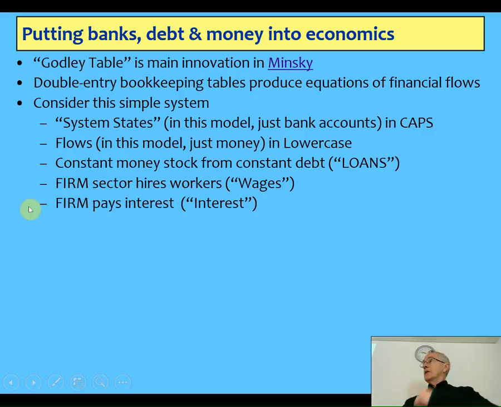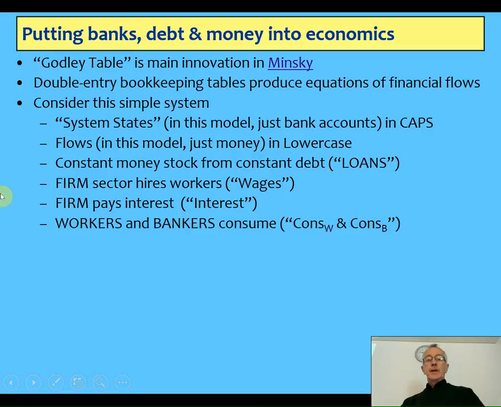Firms then pay interest to the bank. Workers and bankers both consume, and I've got cons underscore W and B to show their consumption. And so it's just 4 accounts: you have loans, firm, workers and bankers. And you have 4 flows: wages, interest, and the 2 forms of consumption. So you really can't get much simpler than that.